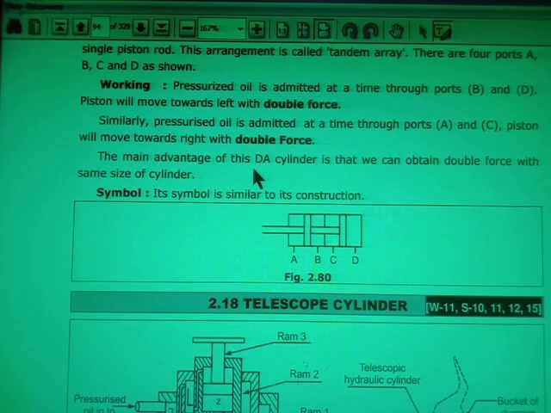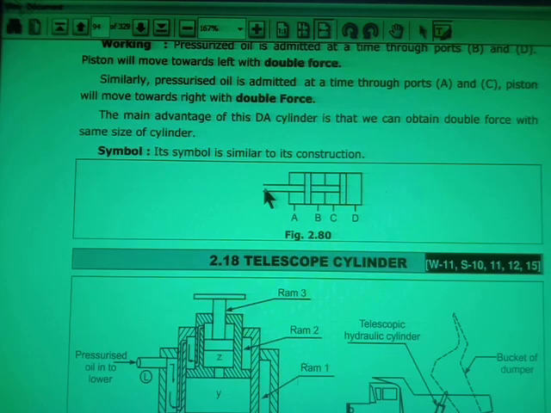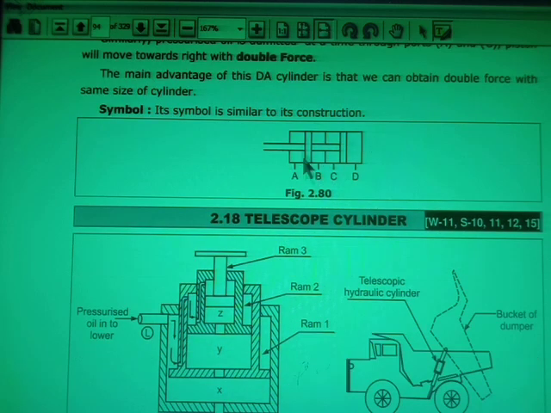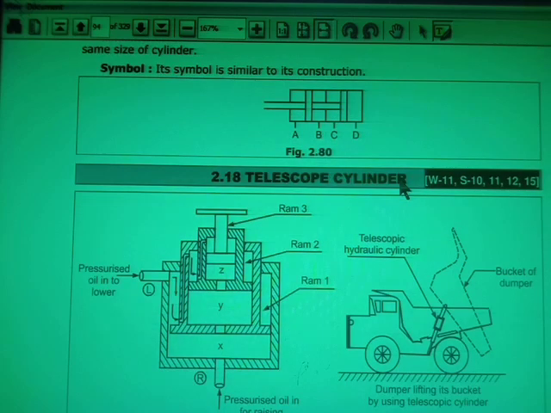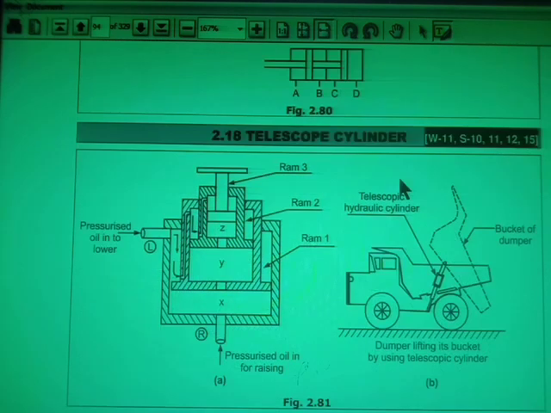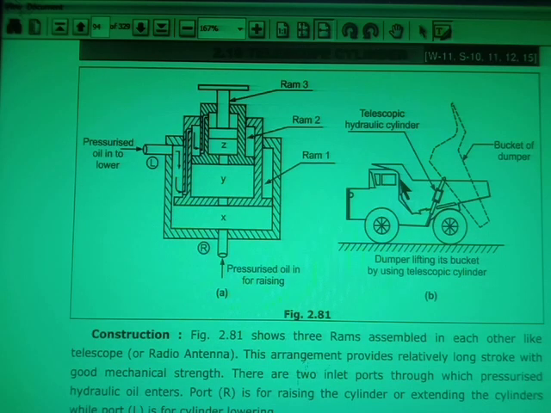The main advantage of this tandem cylinder is that we can obtain double force with the same size of cylinder, and this is the symbol. You can see two pistons are there, the partition is there, and 4 ports are there: A, B, C, D. Understand, boys?